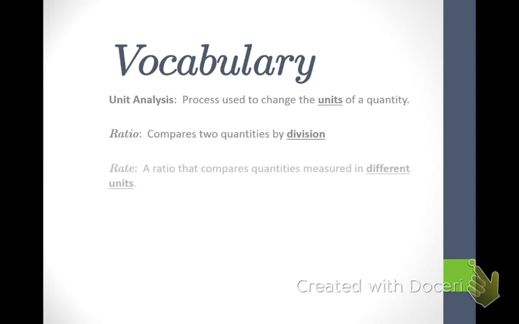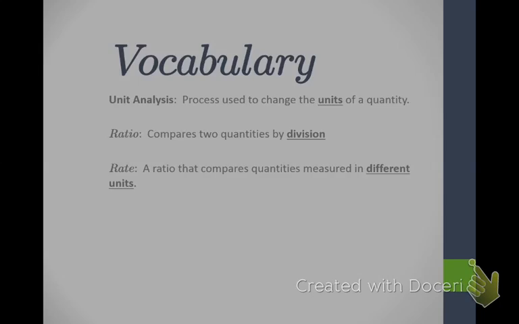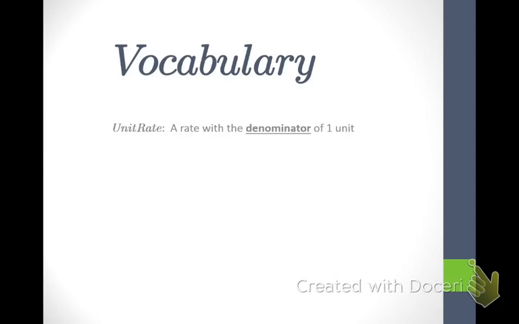And then we've got a couple more things. Rate. A rate is a ratio that compares quantities measured in different units. Speed is a rate, miles per hour. It compares two quantities in two different units. Gallons per second, that kind of thing.